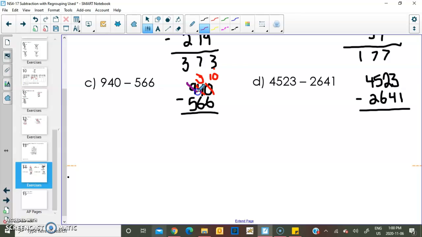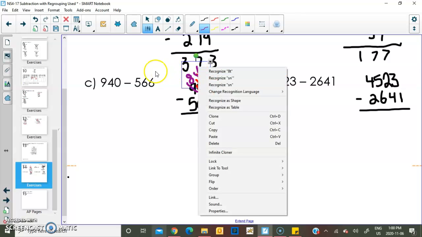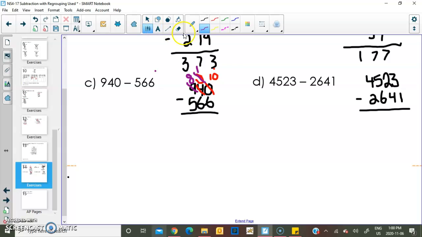So let's regroup 1 hundred as 10 tens. So we're going to take 1 hundred away to be 8, and we're going to regroup these tens as 13, because 10 plus 3 is 13. Good. Okay, now that we're done regrouping, let's do this subtraction. So 10 minus 6 is 4. 13 minus 6 is 7. And 8 minus 5 is 3. Good. Okay, let's do our last question, boys and girls.